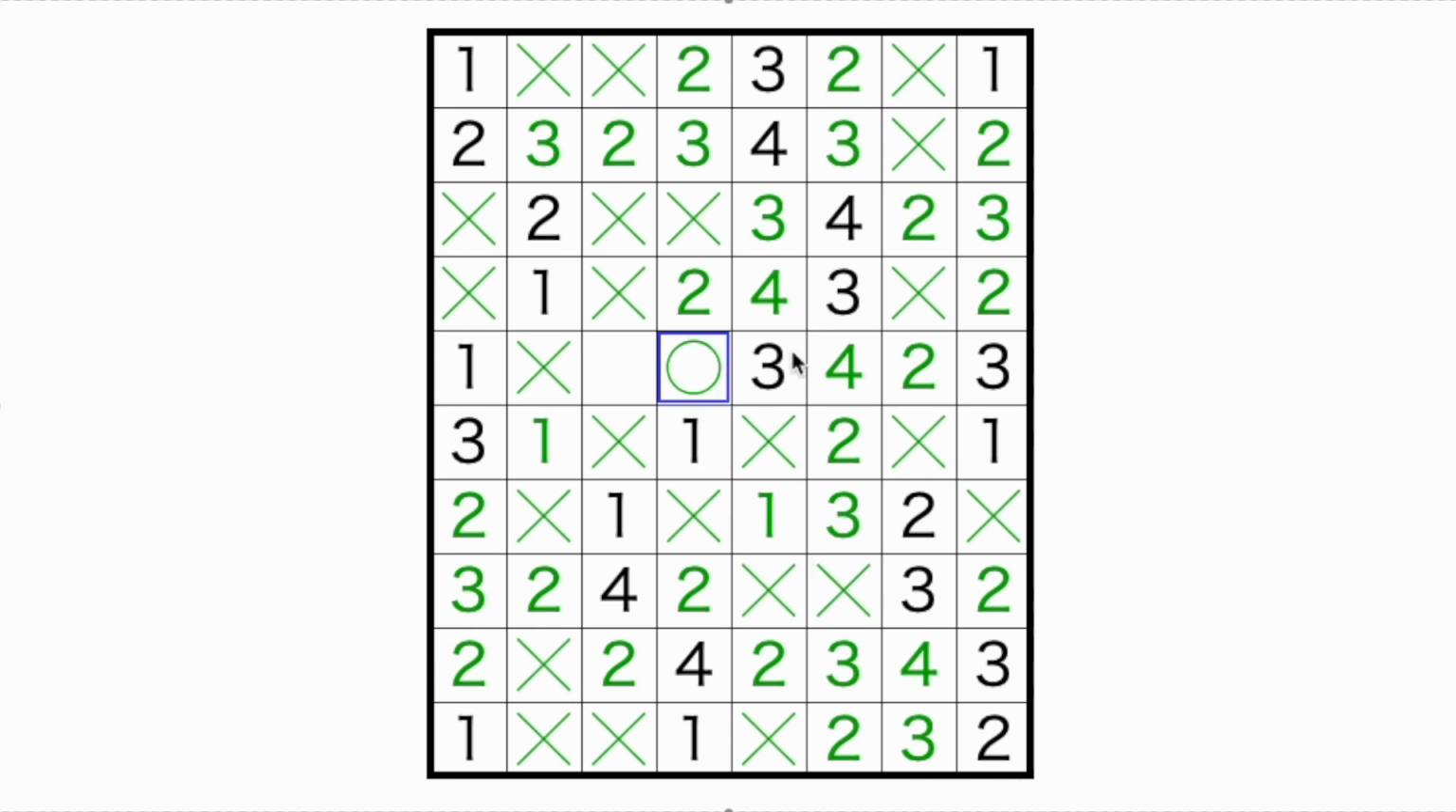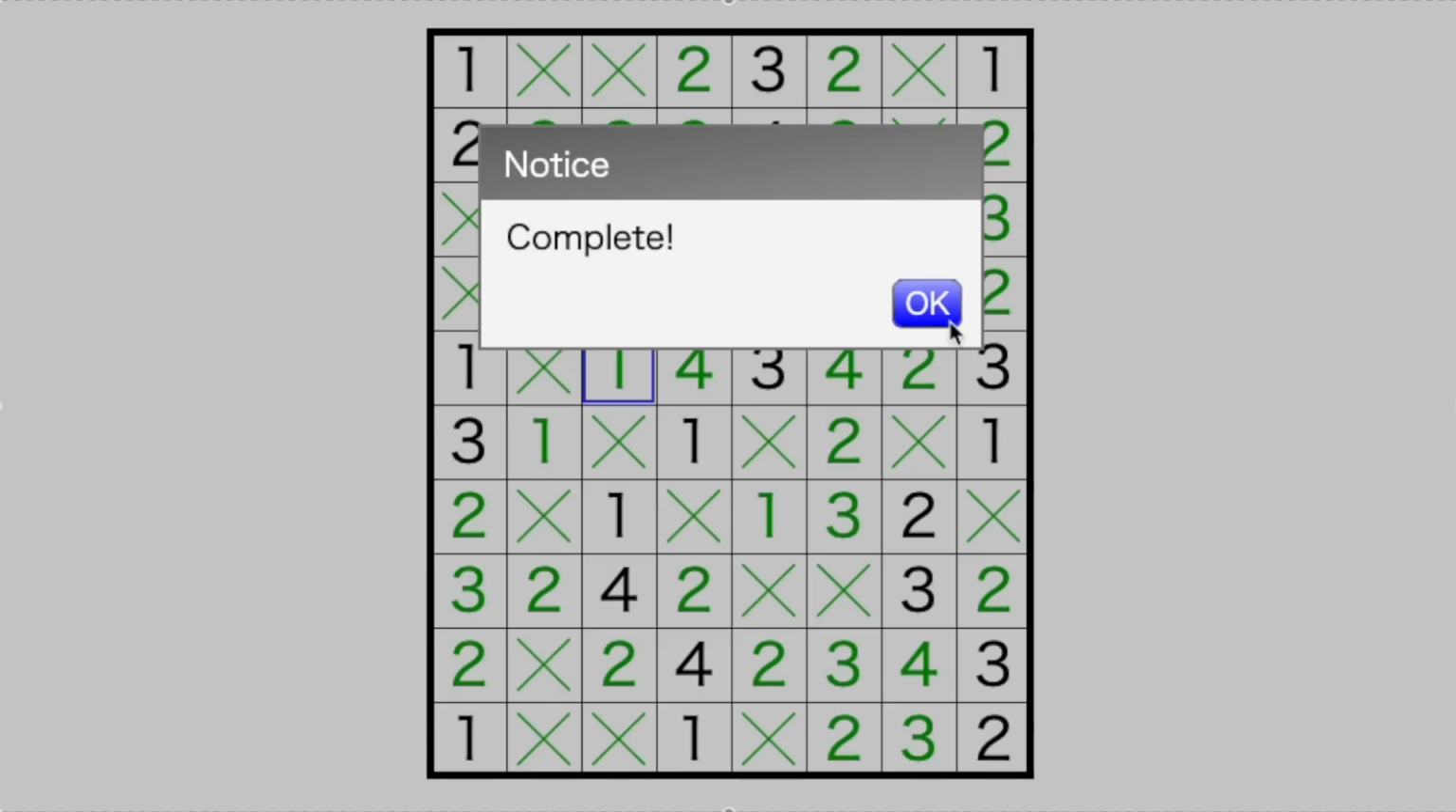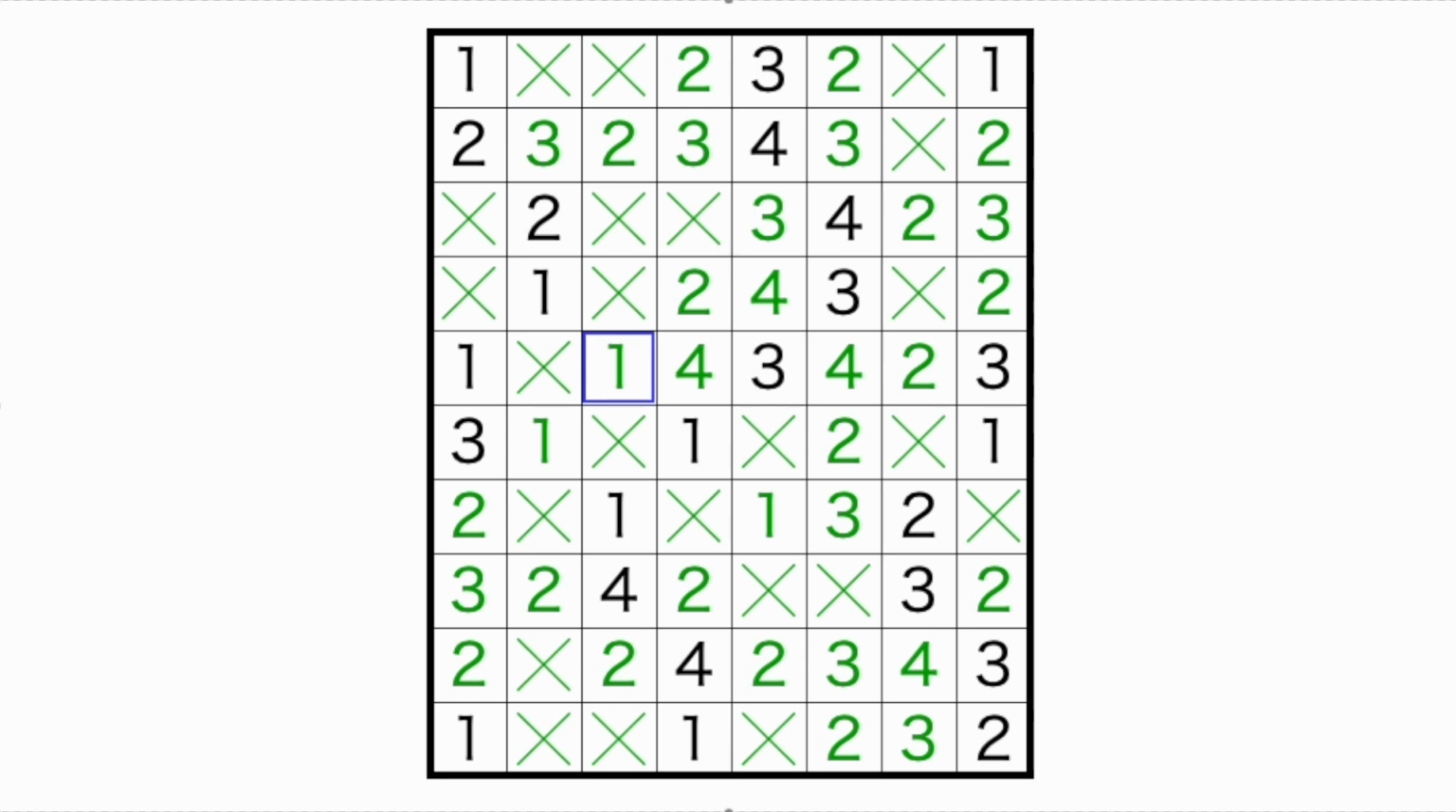This already sees a 1, 2, and a 3, so it must be a 4, which means this one has to be a number, and that number is 1. And that's all of the cells. Let's check our work. And that is how you solve a Sukoro.